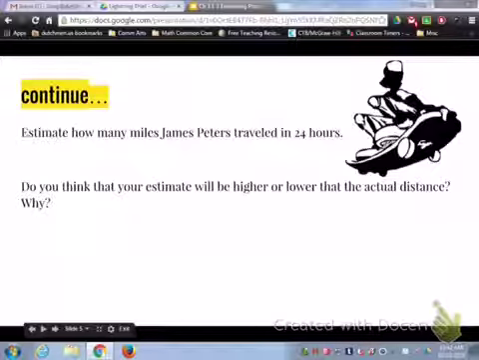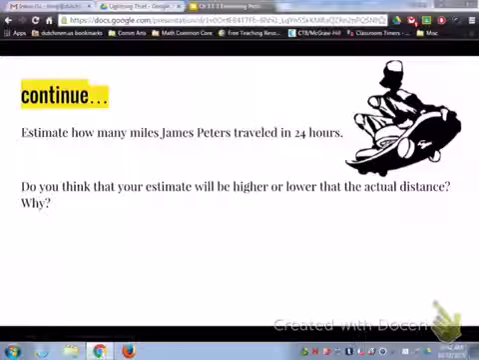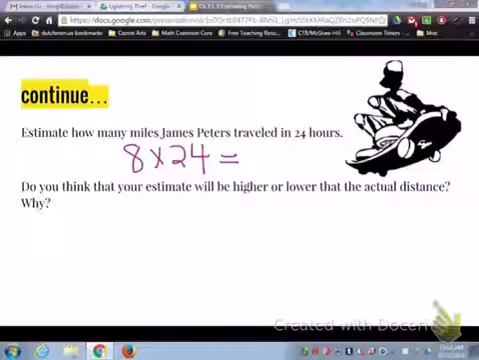So, using that information, let's estimate how many miles James Peters traveled in 24 hours. So, if we estimated it was 8 miles, we would then multiply that times 24 to get our total number of miles in 24 hours. So 4 times 8 is 32, carry the 3, 2 times 8 is 16, 17, 18, 19, so it was 192 miles. Now, do we think that our estimate will be higher or lower than the actual distance?